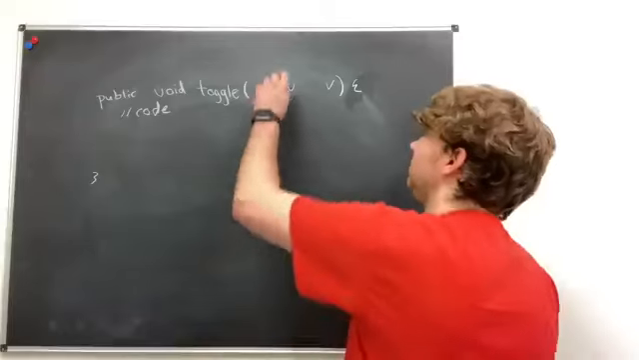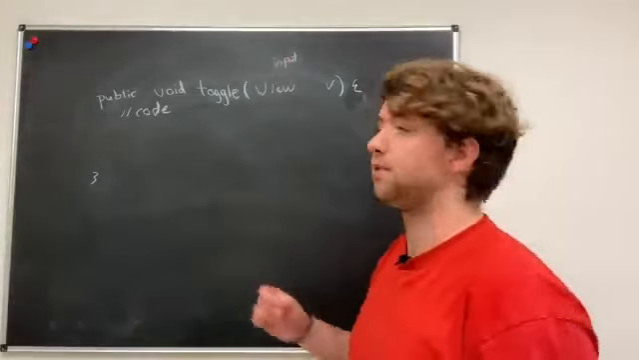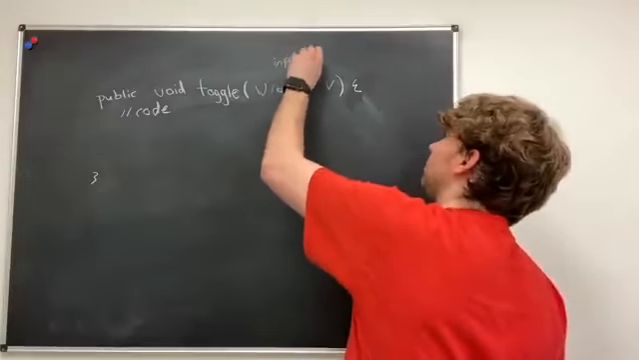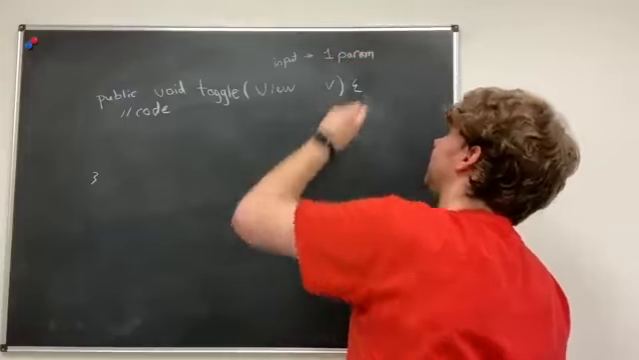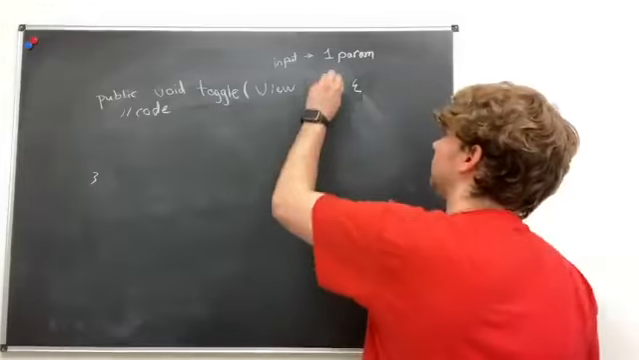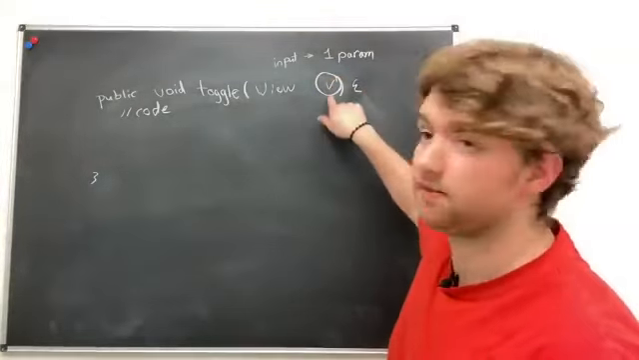Now this here, again, is the input, and the technical term for it is a parameter. So we have one parameter, and that one parameter is called v. So the identifier, or the name of this parameter, is v.